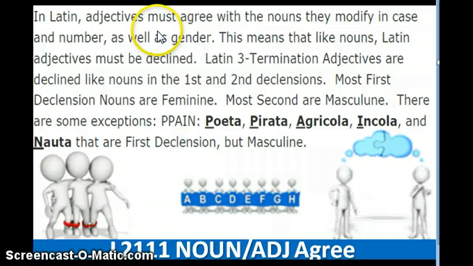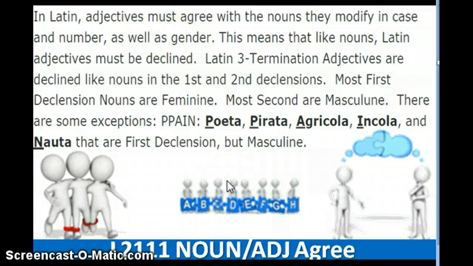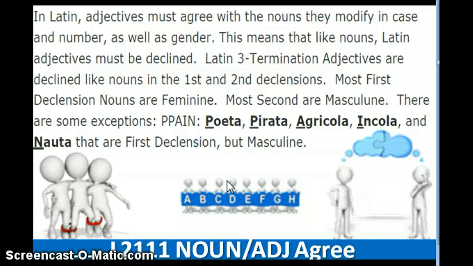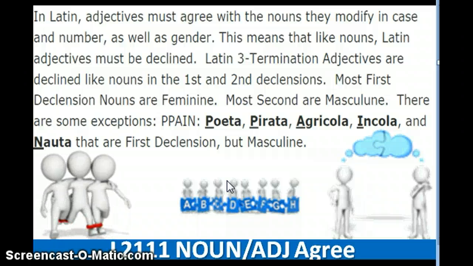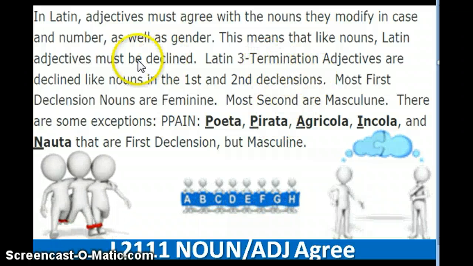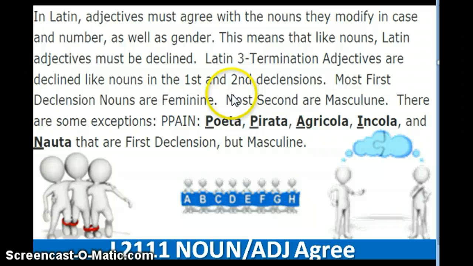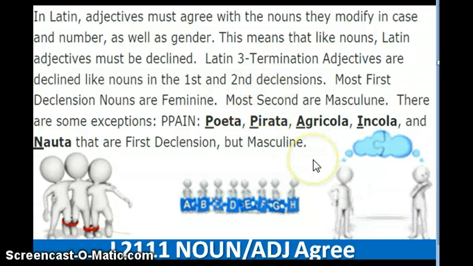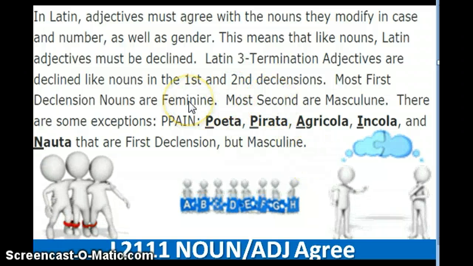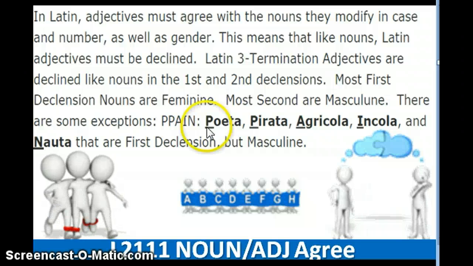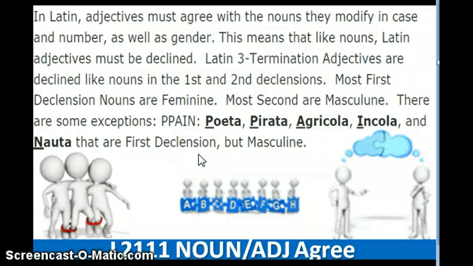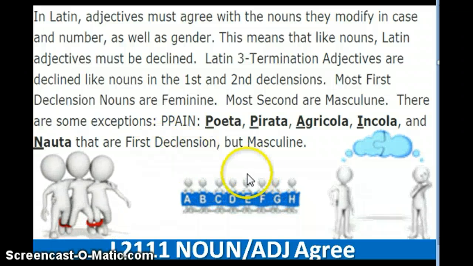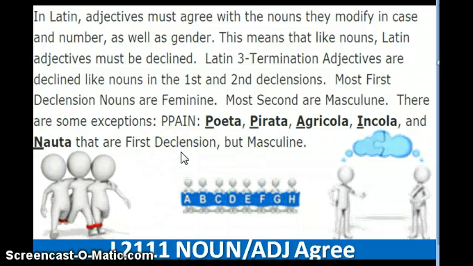In Latin, adjectives must agree with the nouns they modify in case, number, and gender, or gender, number, case. This means that like nouns, Latin adjectives are declinable. Latin three termination adjectives are declined like nouns in the first and second declension. Most first declension nouns are feminine. However, there are exceptions that will be found here. Not too many, but they are masculine, though they're in the first declension. Be aware of that.